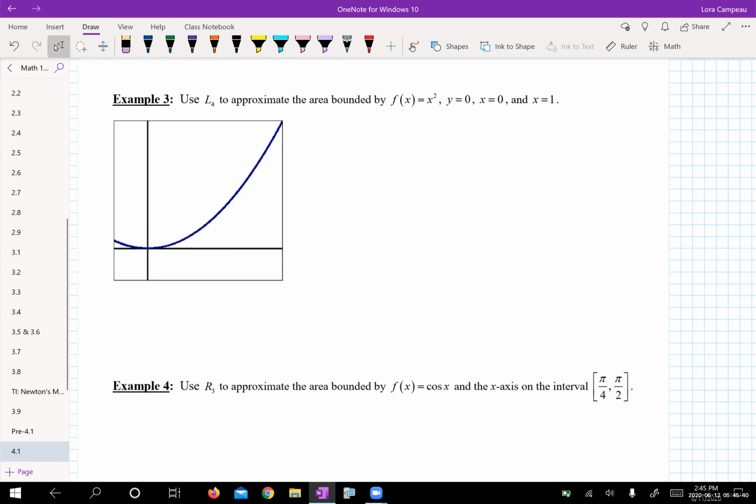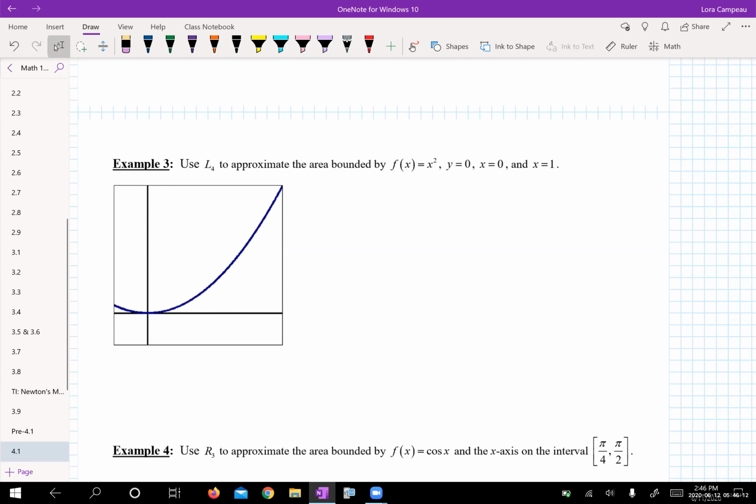And then you also might be interested in what happens if it's a curve that's unable to produce a nice geometric shape like the one we just did. That's our motivation behind all of our calculus here. So we have ourselves a function, and this time they tell us what it is: f of x equals x squared, and yeah, it looks like a parabola. They want us to use L4 to approximate the area bounded by f of x equals x squared, y equals 0, x equals 0 and x equals 1.